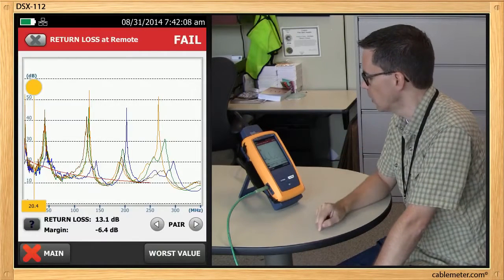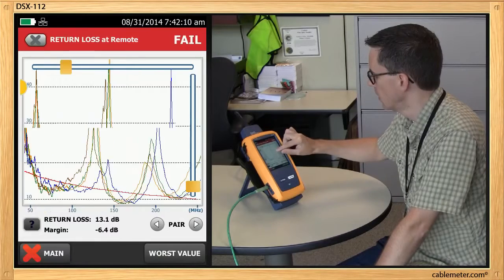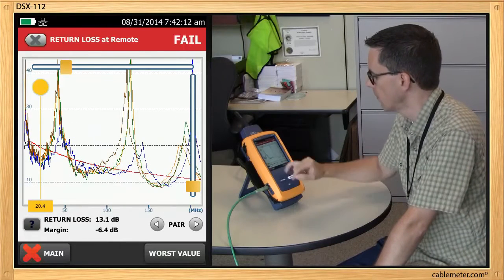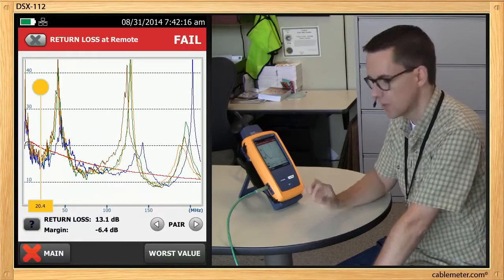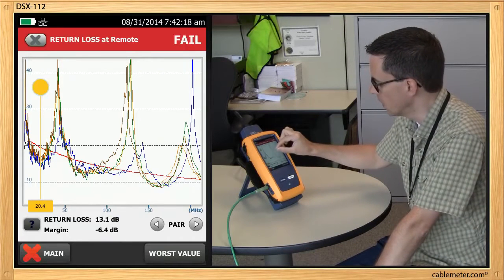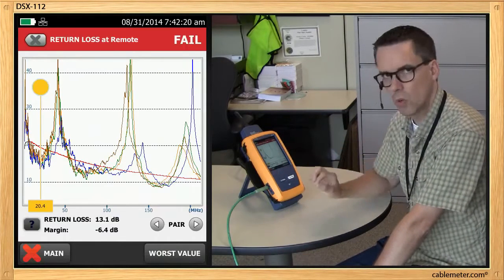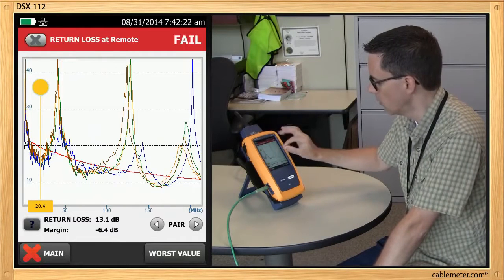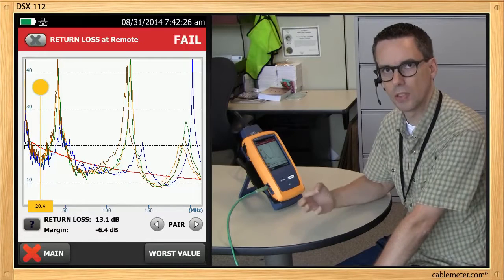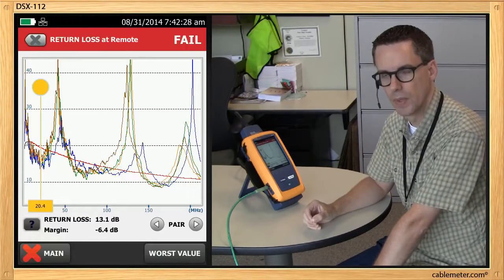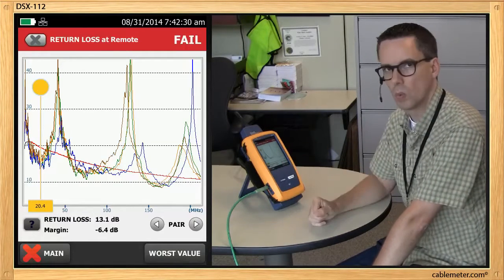Going back to our return loss trace, pinch and zoom in a little bit. You'll notice with this particular trace that all 4 pairs are pretty much following each other. As a general rule, when you see all 4 pairs following each other and they're failing, particularly at the lower frequencies, that suggests there's water in the cable.